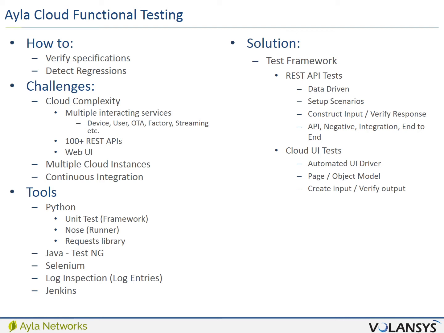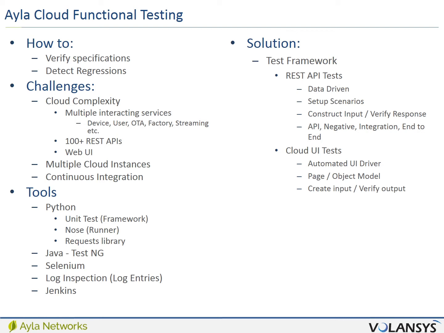Another problem that we have is multiple cloud instances. So we need to test multiple clouds. So those include our staging cloud, which we use for testing internally, our developer cloud, which our customers use for developing their products, and then we have our field cloud, which our devices interact with.